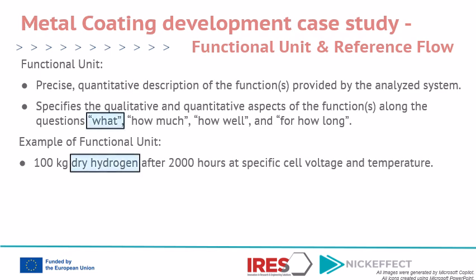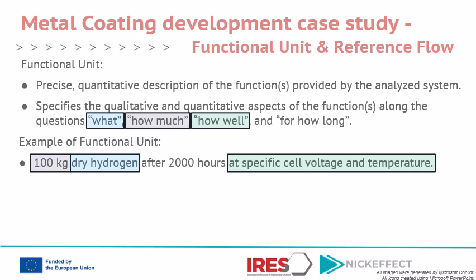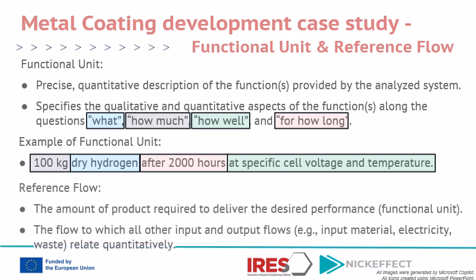We have answered the question what, so the function that we want our product, our catalyst, to make is to produce hydrogen. We have defined how much: we want 100 kilograms of hydrogen. We have not defined how well, because that is very specific to the demonstrator being developed, but we of course expect our project partners to define a specific cell voltage and temperature for optimal operation of this catalyst. And finally, we have defined for how long. So we want the specific duration of operation of this catalyst to produce this amount of hydrogen. So we have defined the functional unit.